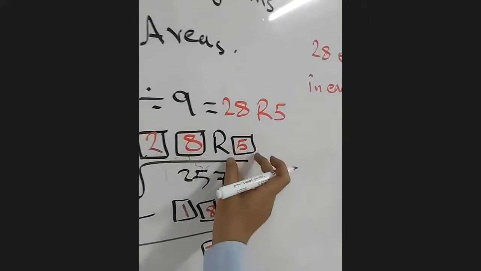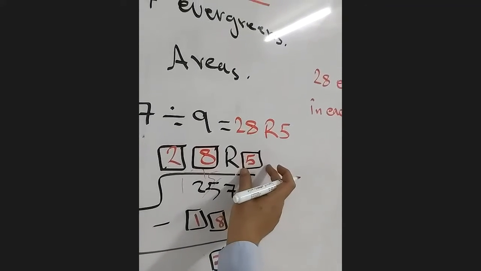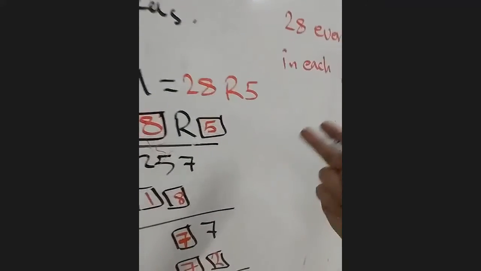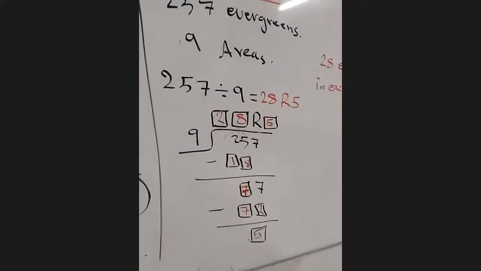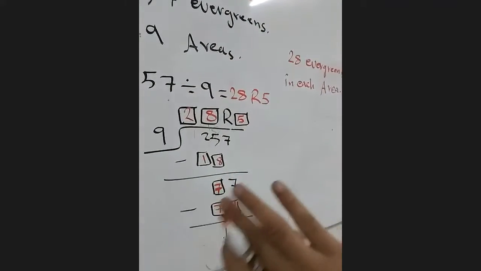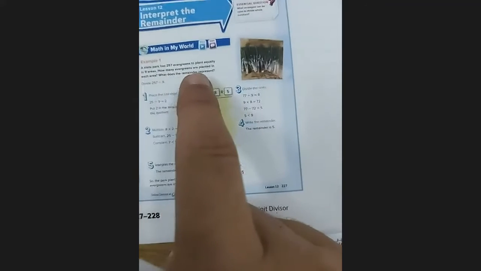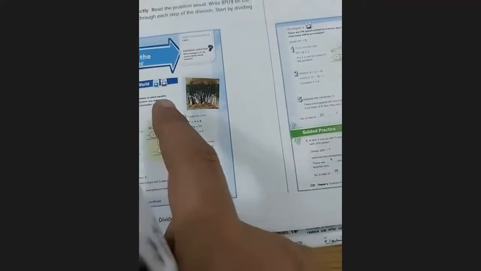And we still have 5 evergreen plants. We need to plant more, right? Leftover, guys, means the rest. What does the remainder represent?